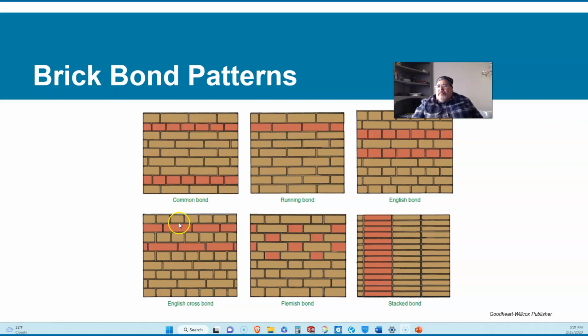Patterns, whether it be color or shape: you have common bond, running bond, the English bond, the stacked bond, Flemish bond. Notice they all have unique patterns to them, but they're bonded together, so they're done not only for the structural, but they're also done for aesthetics, for looks.